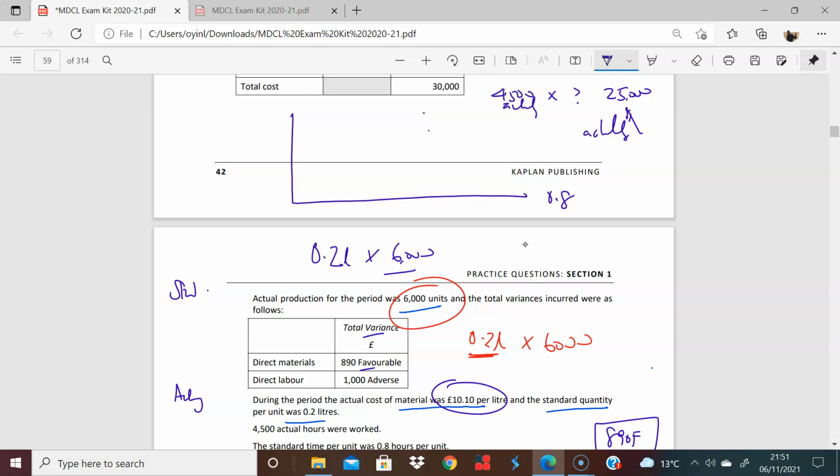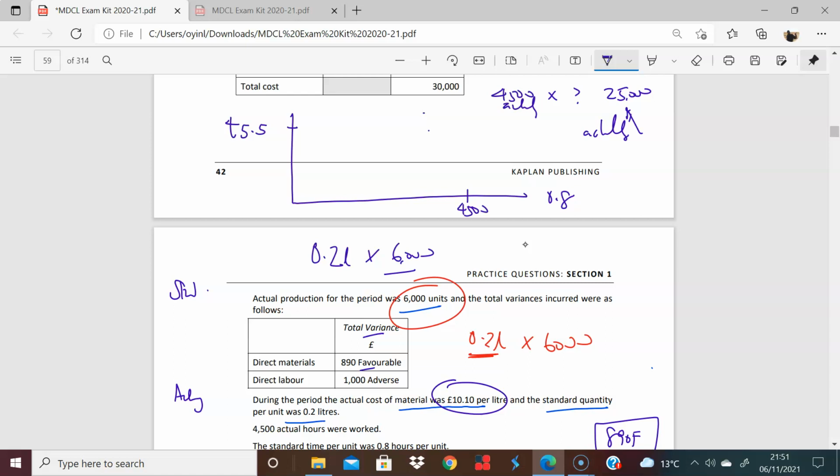25,000 divided by 4,500 is equal to... well, I don't even need this figure, but I'm just going to put it in. That's the actual cost of an hour. And you did 4,500. That's what you actually worked. Let me just quickly find what hours you should have worked.